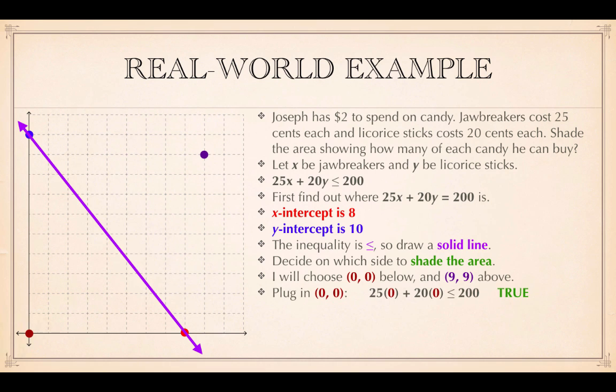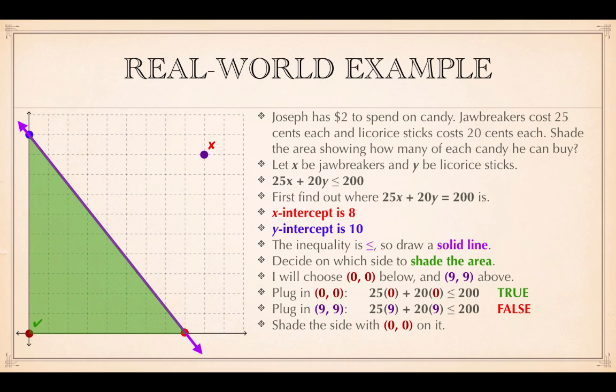If I plug in (0, 0), I get 25 times 0 plus 20 times 0 is less than or equal to 200. Well, that's 0 plus 0 less than or equal to 200. That's true. If I plug in (9, 9), I get 25 times 9 plus 20 times 9, which is way over 200. So that's false. So I shade the side that has (0, 0), but doesn't have (9, 9) on it.